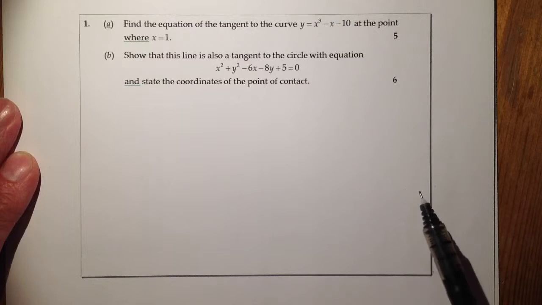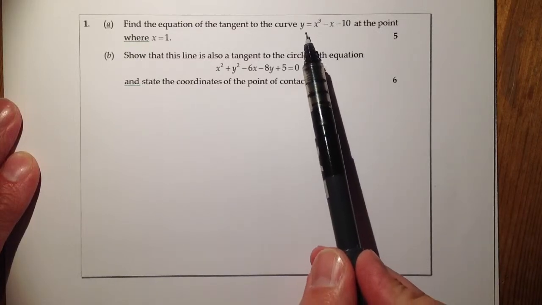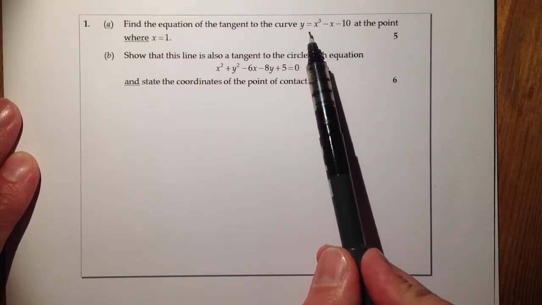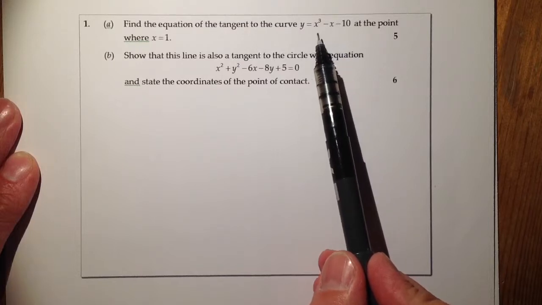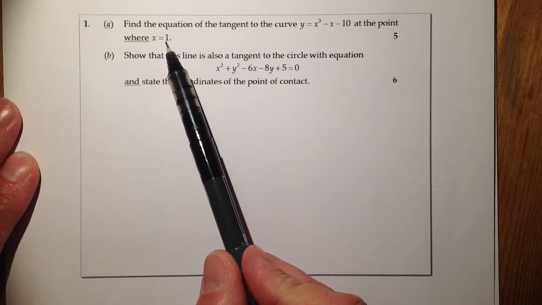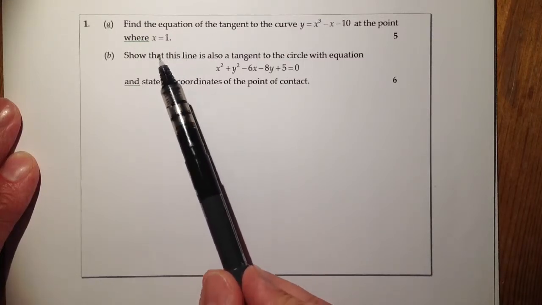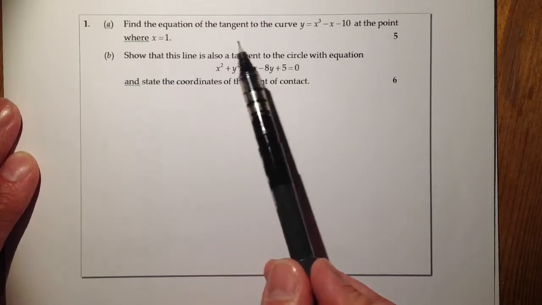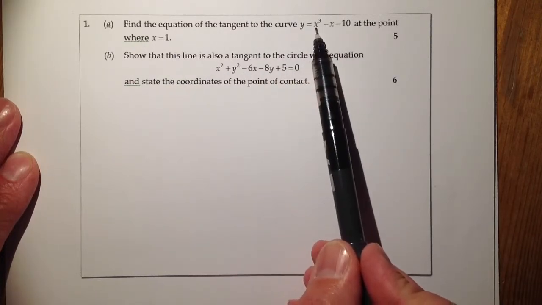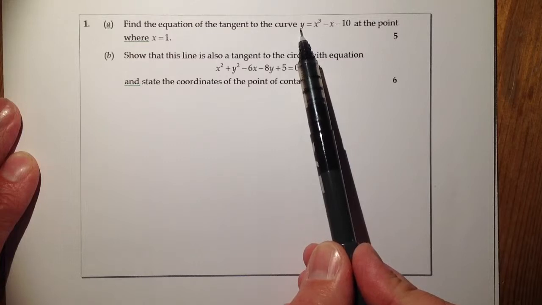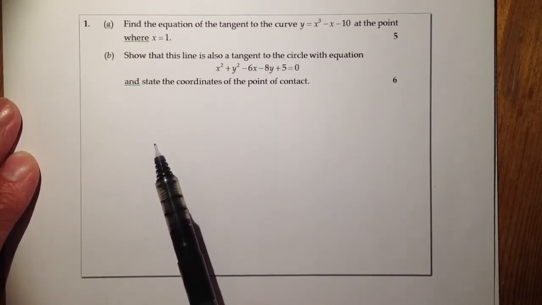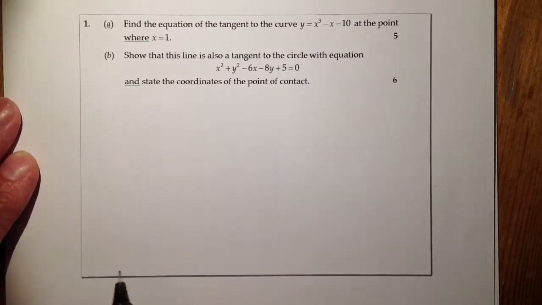Right then, so the way I'm going to approach this one is that we've got a curve, and I'll differentiate. I'll substitute the point x equals 1 into the differentiated equation, and from there I should be able to find the gradient. When I've got the gradient, I'll then find the point of contact by substituting the 1 back into the curve to find what y is equal to, and substitute into the equation of a straight line. Right, let's go ahead and do that.